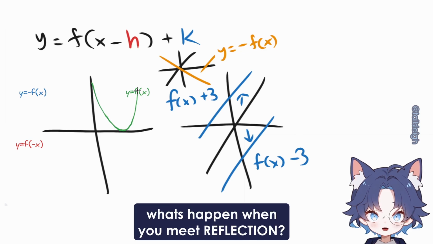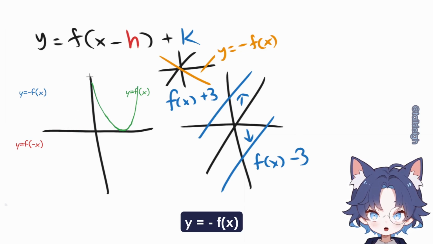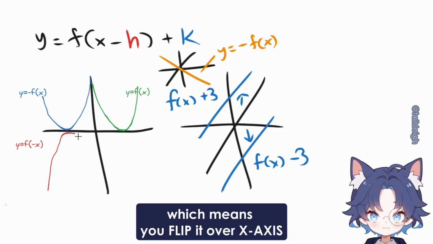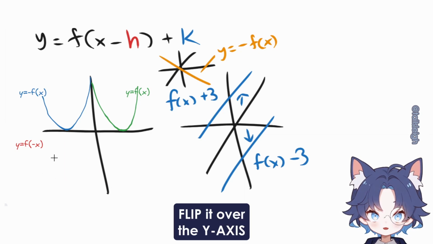What happens when you meet a reflection? Flip the graph like a mirror. y = -f(x) means you flip it over the x-axis. When it's y = f(-x), that means you flip it over the y-axis.